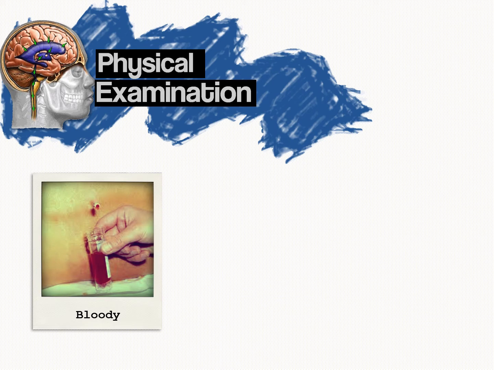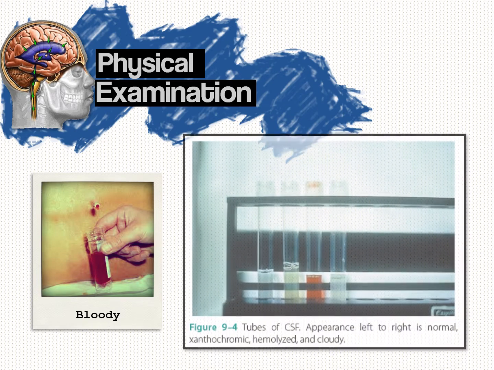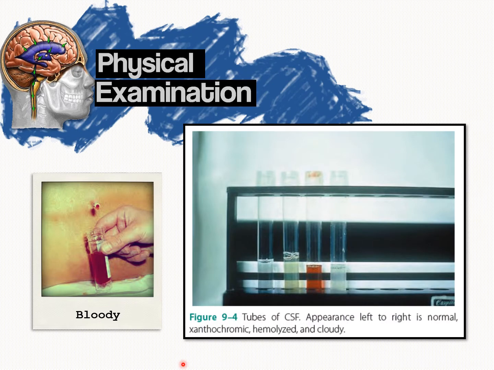A bloody CSF may indicate a traumatic spinal tap, which occurs in about 20% of lumbar punctures and is not pathologic. It can also be caused by subarachnoid hemorrhage, which is pathologic. This will be differentiated in the next slide. Here's a picture from Strasinger showing the differences of a normal CSF, xanthochromic, which we will discuss in the next slide, hemolyzed or bloody, and cloudy.